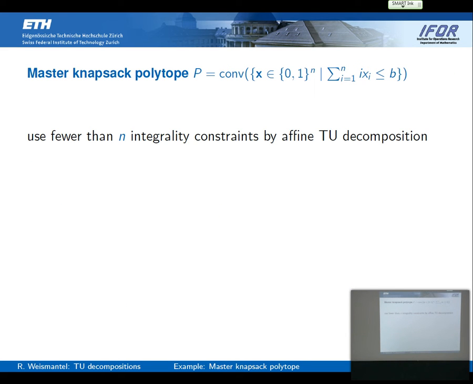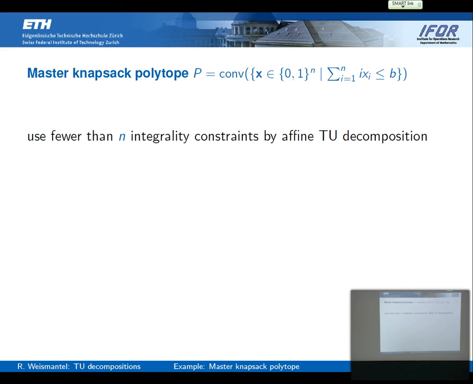Now here is a very nice example. This is a knapsack problem with this given structure. This is often called the master knapsack problem. We take n variables, and the coefficient of the i-th item is its index i. So the sum of i times x_i is less or equal to b. That's the constraint, with x in {0,1}^n.